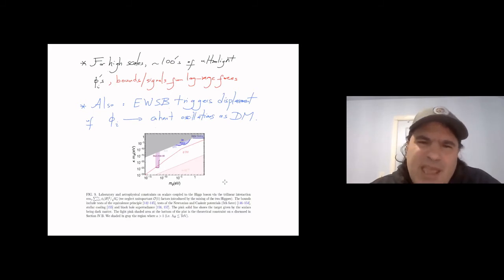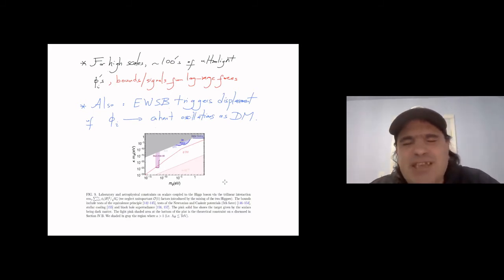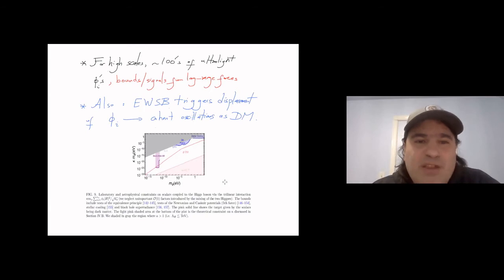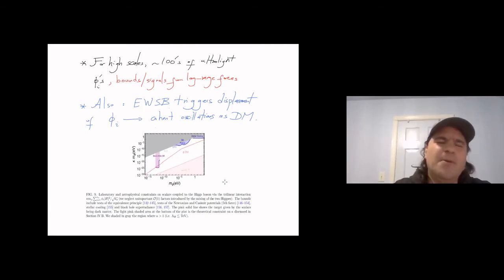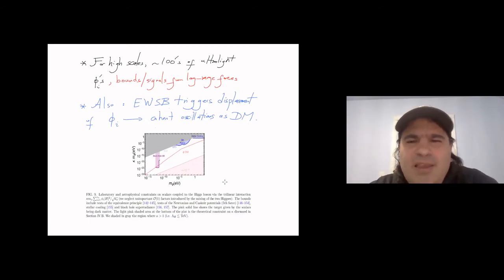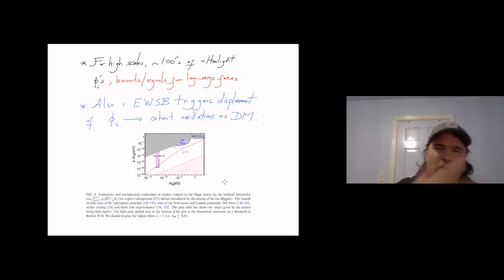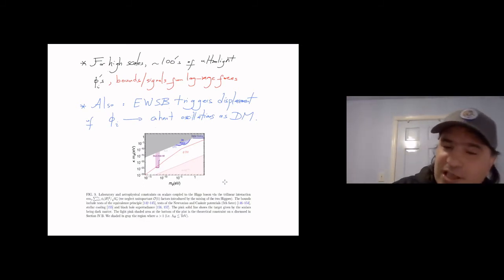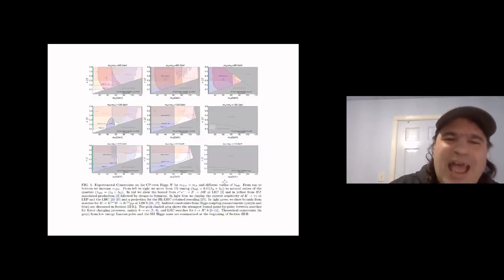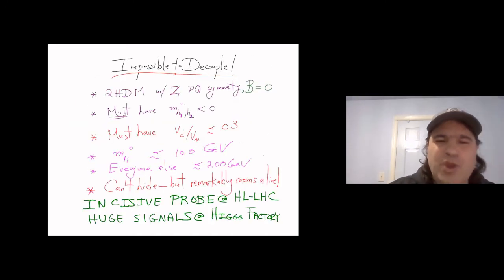And there are other things you can say about these scalars. There are bounds and signals from them, from long-range forces. They're very, very light scalars. So we can really imagine seeing them, at least in the most optimistic region of parameter space, in long-range forces. And also, the electroweak symmetry breaking in the early universe triggers the displacement of these scalars that then coherently oscillate, and the coherent oscillations could give us dark matter. All right, so that's a rationale for what this trigger is good for.